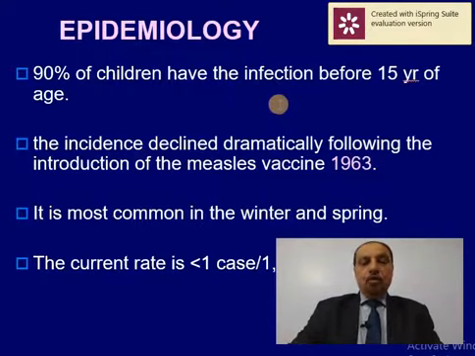Measles, as you know, I remember when I was young, it was coming every other year, and most of the children before the time of vaccination would get measles. And of course there were complications, as I remember, and some got encephalitis. The current rate of measles is 1 case per 1 million population.